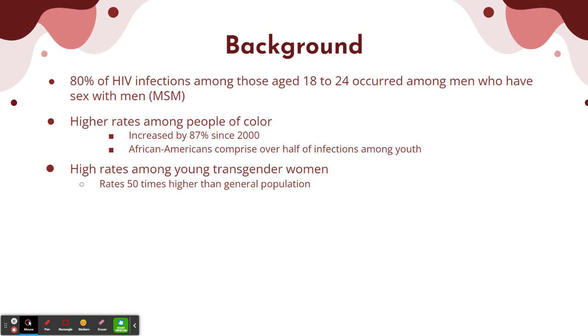So higher rates of HIV occur among people of color. Rates have increased by 87% since 2000 and are continuing to rise. And African Americans comprise more than half of all infections of HIV among youth. There are also high rates among young transgender women. Rates are 50 times higher than the general population. So there's a significant need for an intervention here that targets LGBTQ plus youth, because the majority of infections among young people are LGBTQ.